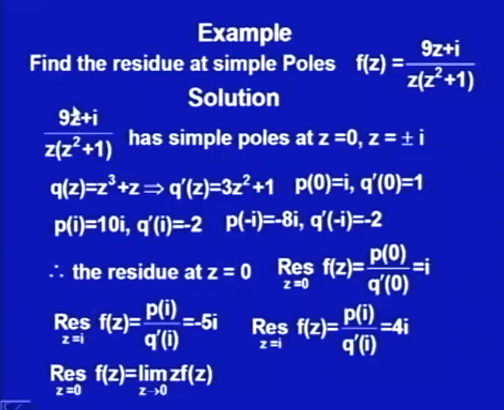Let us use that other method, the limit method. As I said, that is also simple, but here it was even simpler because the function is of this form. So, the residue at z equal to 0 of f(z) would be the limit as z approaches 0 of z times f(z). If I write z times f(z), I would get (9z plus i) upon (z squared plus 1). Taking the limit as z approaches 0, it is much simpler: as z is 0, I would get i in the numerator and 1 in the denominator. So, it is i. Similarly, for the others you can find it out.